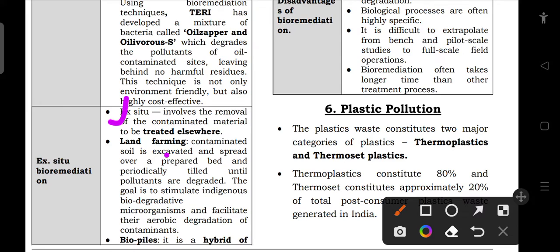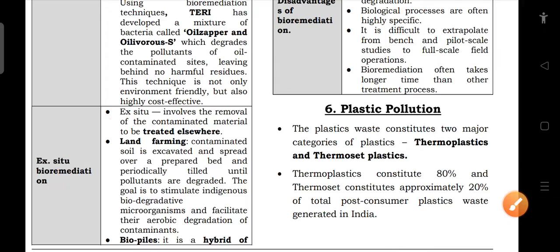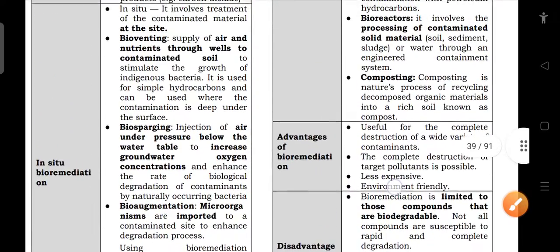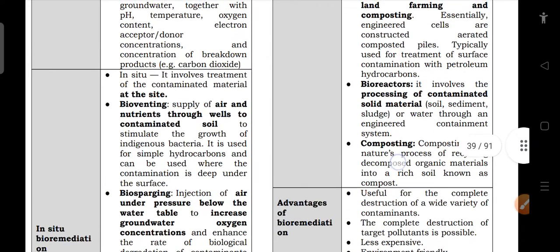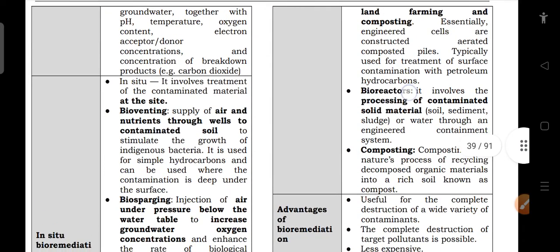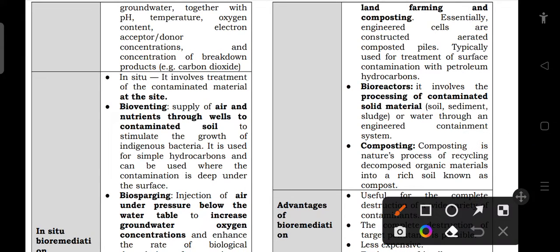Next one is biopile. So what is biopile? It is a hybrid of land farming and composting. So the mixture of these two is called biopile, land farming and composting. Essentially, engineered cells are constructed as an aerated composted pile. Typically they are used for treatment of surface contamination. So biopile is suitable mostly for surface contamination and petroleum hydrocarbon.